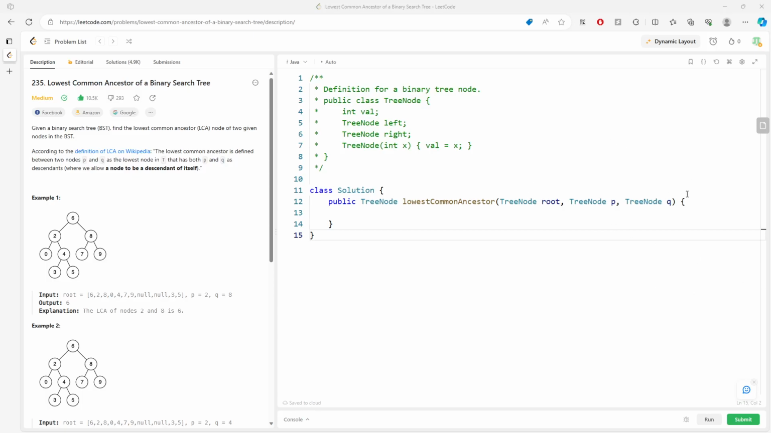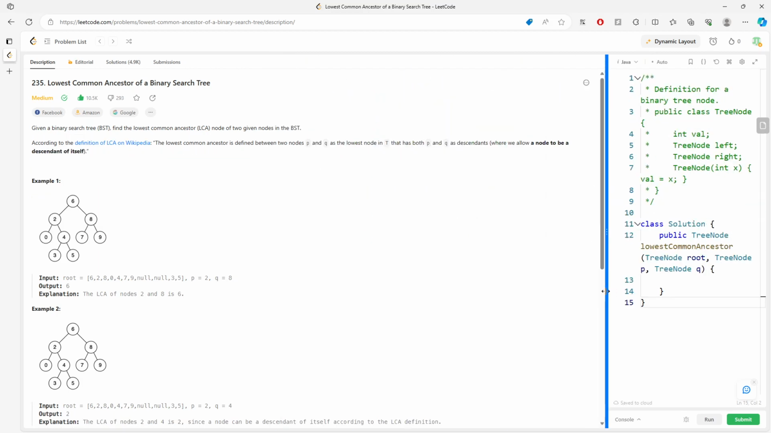So this question is lowest common ancestor of a BST. Given a BST, you want to find the lowest common ancestor node of two given nodes. P and Q represent two nodes in the tree, and you want to return the lowest common ancestor.